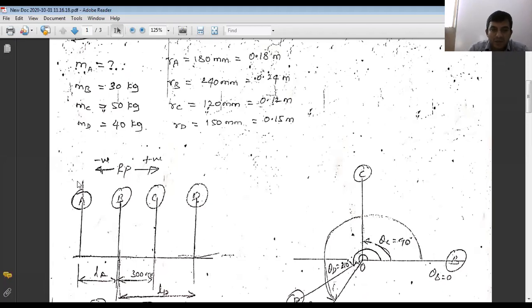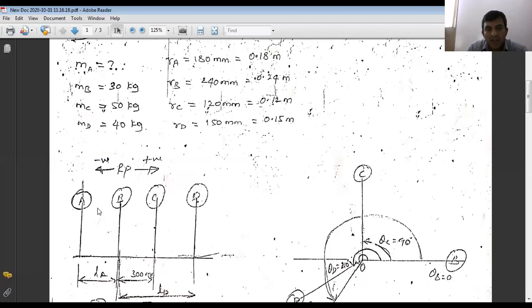Either you consider the reference plane as B, C, or D. Any of these three planes, whose masses are known, can be considered as a reference plane. Here for this problem, I'll consider the reference plane as B. Once you consider reference plane as B, from the reference plane towards the right direction, all are called positive planes. Towards the left direction, they are called negative planes. Now we go for constructing the table.